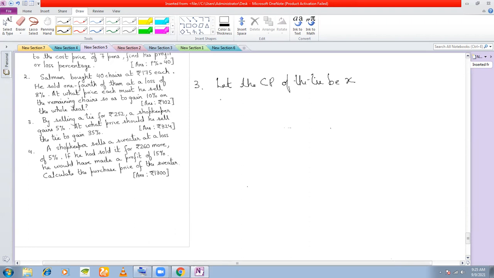Therefore, what should be the selling price? 1 plus profit by 100, into x, into CP.